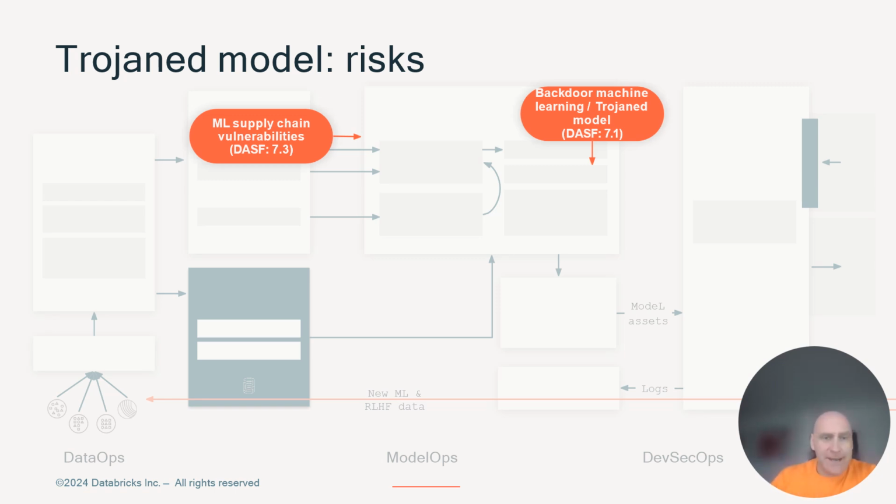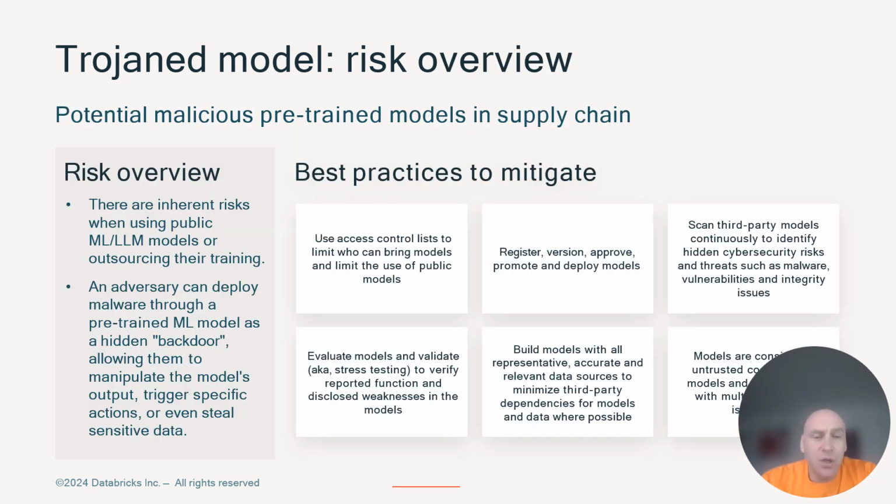So let's have a look at this whole risk overview. What does it mean? What's the ML supply chain? What's the backdoor and Trojan model? So essentially what the risk is, a potential malicious pre-trained models in our supply chain. So there are inherent risks when using public ML or LLM models or outsourcing their training. An adversary can deploy malware through a pre-trained ML model as a hidden backdoor, allowing them to manipulate the model's output, trigger specific actions, or even steal sensitive data, as I mentioned before.